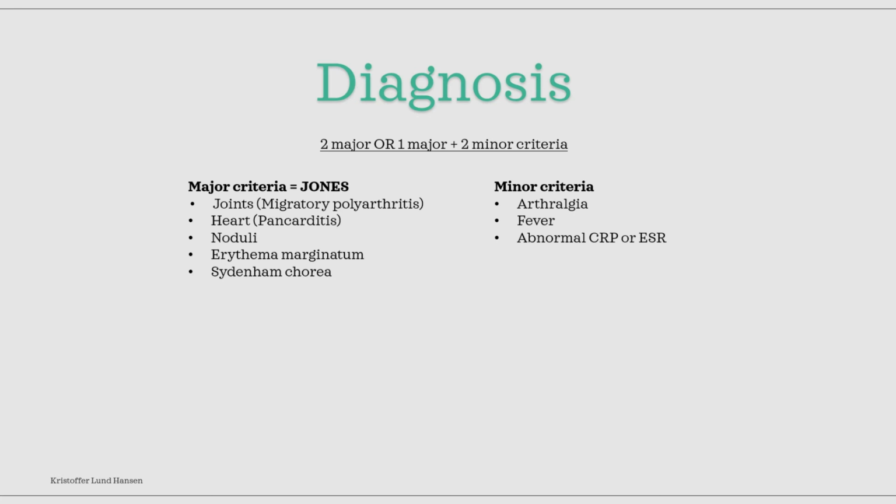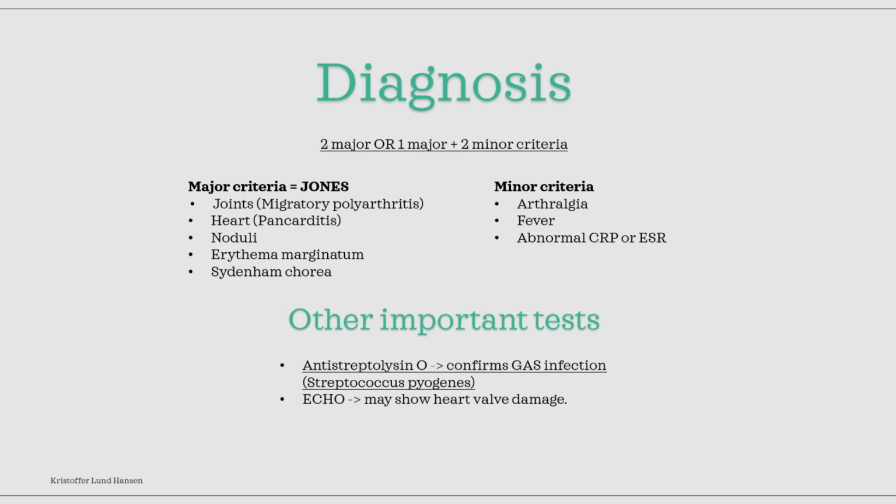Minor criteria are first arthralgia, which means that we have painful joints, but we don't have warm, swollen, and reduced function of the joints. We also have fever and abnormal CRP or ESR. Other important tests that we can do are first anti-streptolysin O. This is done to confirm that we have a GAS infection. We can also do an echo in order to show if we have any damage to the heart valves.